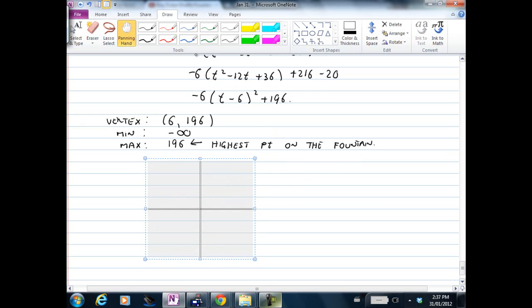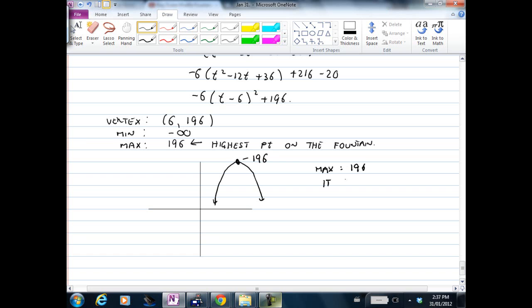If I were to do a rough sketch, my water fountain looks like this, 6 and 196. And we'll say it right here. And it opens downward. Okay? Opens downward. The highest point right here is 196, which is correct. So max is going to be 196.